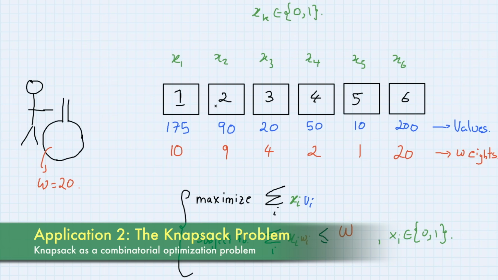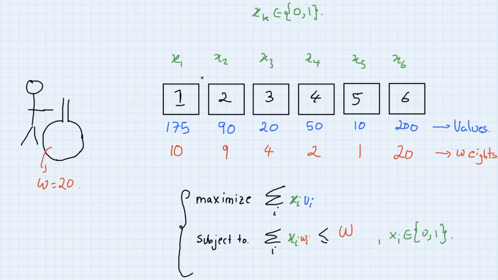That is, you've got a type of problem with a certain objective, and the problem consists of finding the optimal solution through a discrete or finite set of objects, right? So here we've got 6 objects and we decide whether to pick them or not. This is a type of combinatorial optimization problem.